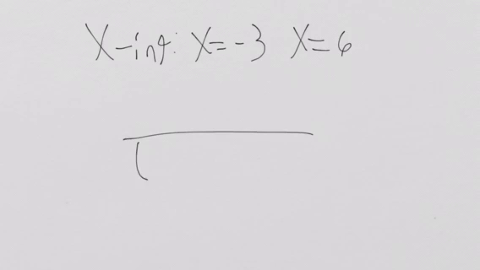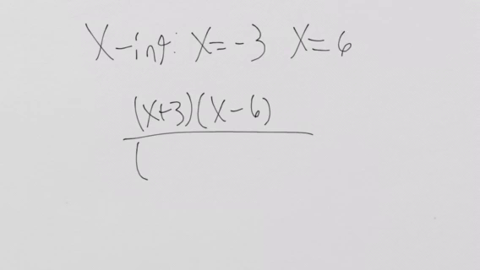So I have x-intercepts at x equals -3 and x equals 6. So in my function, I need an x plus 3 and an x minus 6. That is going to give me those x-intercepts that I need.